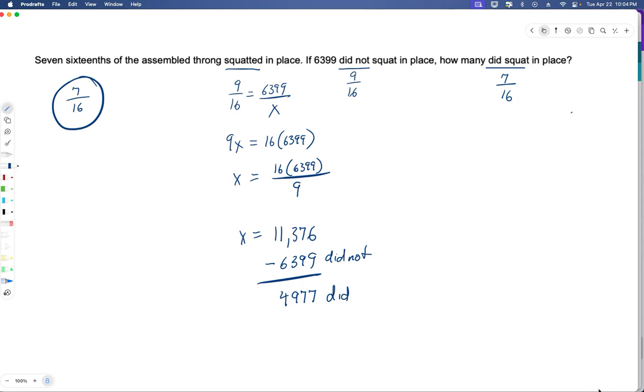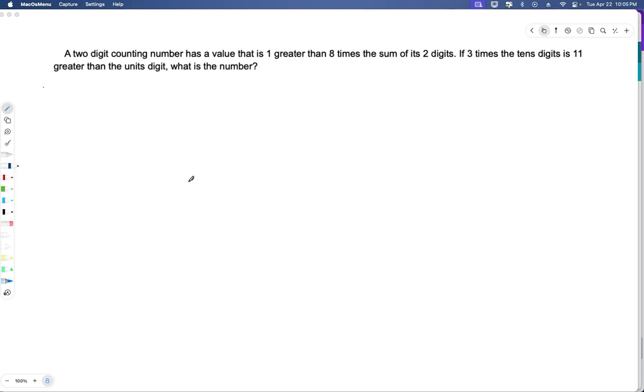Let's look at the next. A two-digit counting number has a value. So we've got a two-digit counting number. It's got a tens place and a units place, right? It has a value that is 1 greater than 8 times the sum of its two digits.